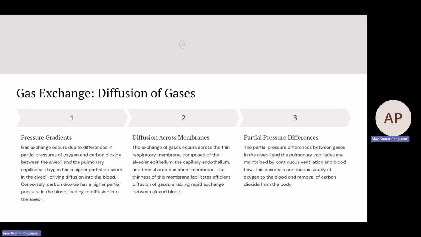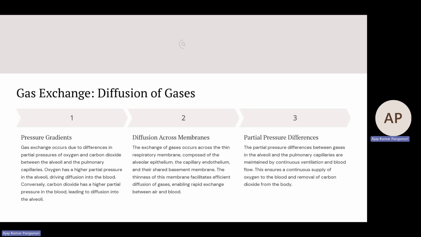Diffusion across the membrane. The exchange of gases occurs across the thin respiratory membrane composed of alveolar epithelium, the capillary endothelium, and their shared basement membrane. The thinness of the membrane facilitates efficient diffusion of gases, enabling rapid exchange between air and the blood.